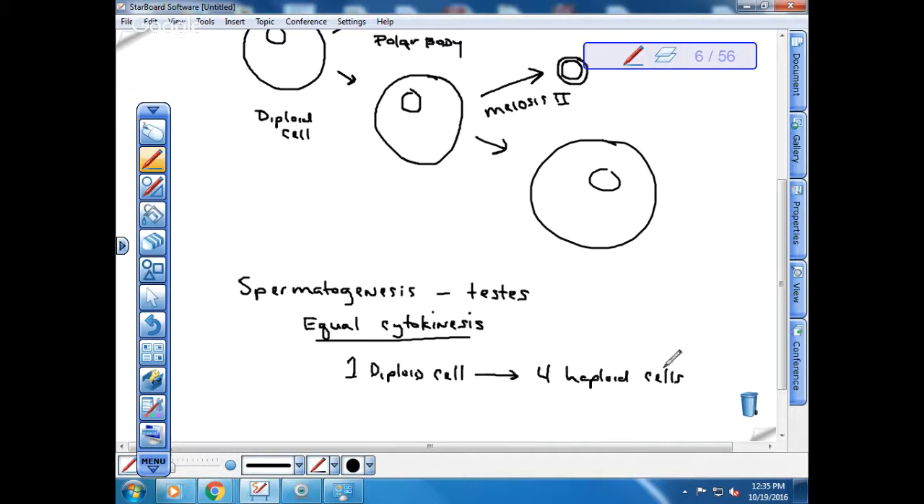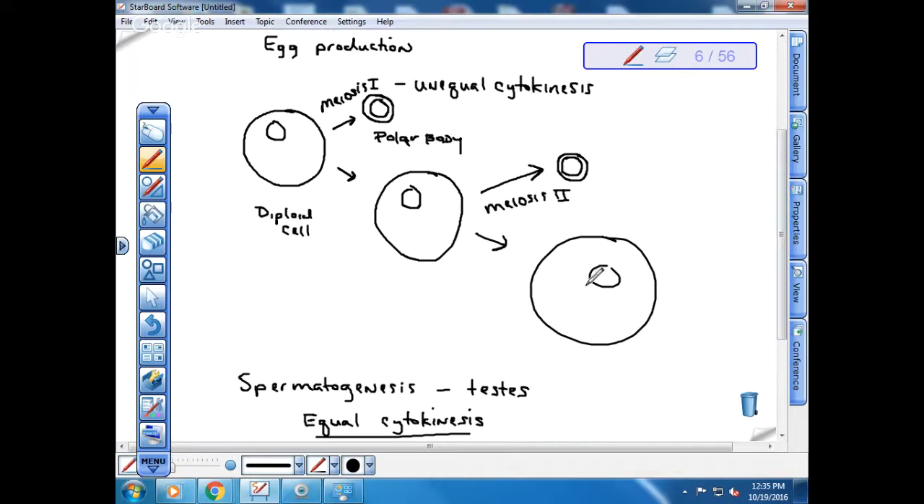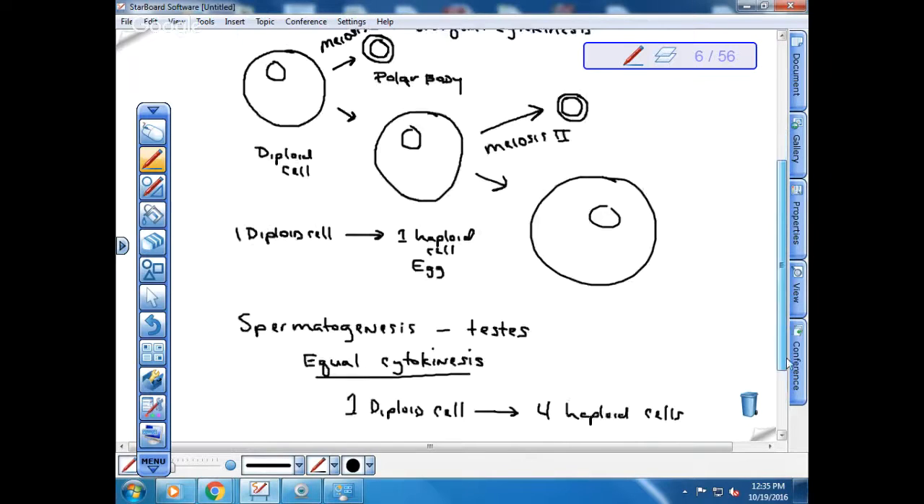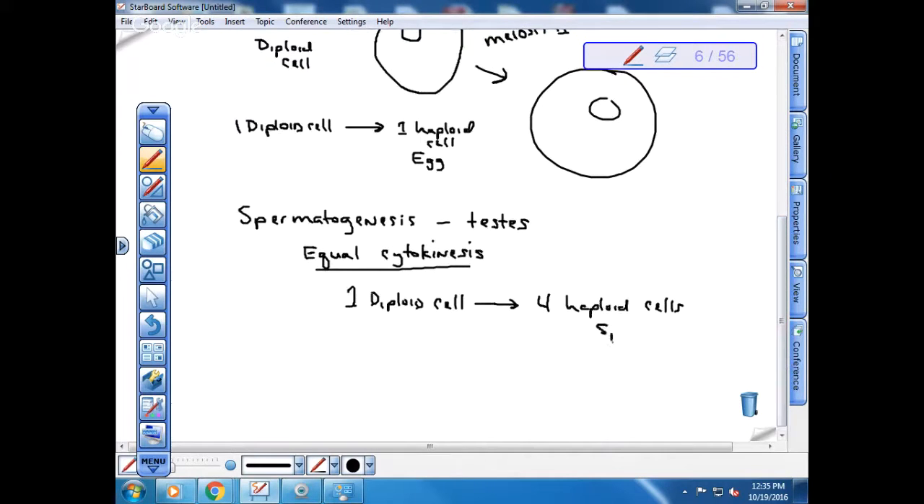Notice up here, we started out with 1 diploid cell, right? And we only got really 1 haploid cell. So in oogenesis, right up here, you start out with 1 diploid cell, right? And you get 1 haploid cell. And that is the egg. Okay. For diploid cells, these are the sperm.